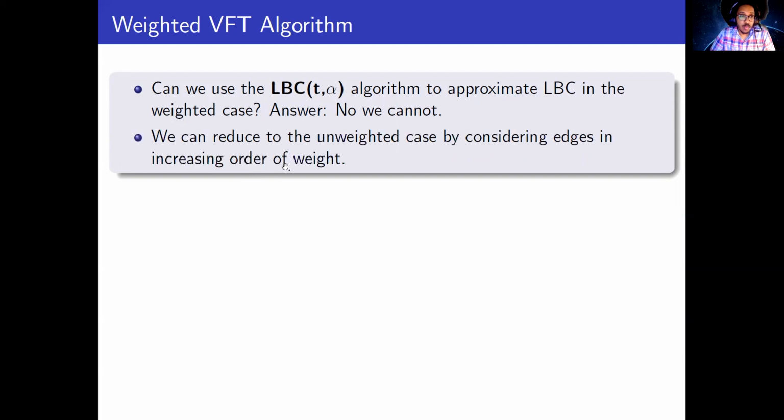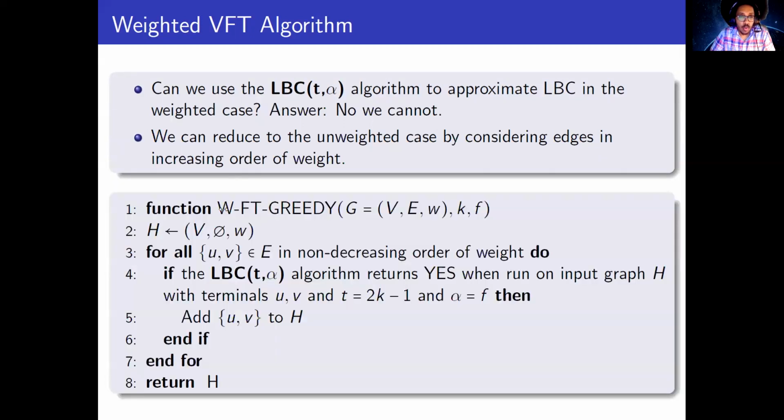Fortunately for us, we can simply reduce the weighted case to the unweighted case by considering edges in increasing order of weight. So here we show our weighted fault-tolerant greedy construction algorithm. If you look at the main loop of the algorithm, you can see that we are still using the LBC approximation algorithm to decide whether or not to add an edge, despite my telling you just a second ago that it did not work in the weighted case.